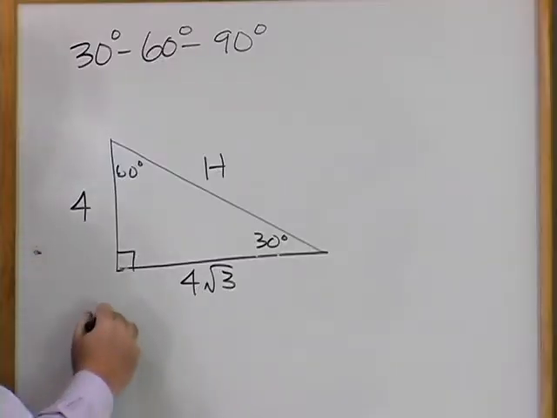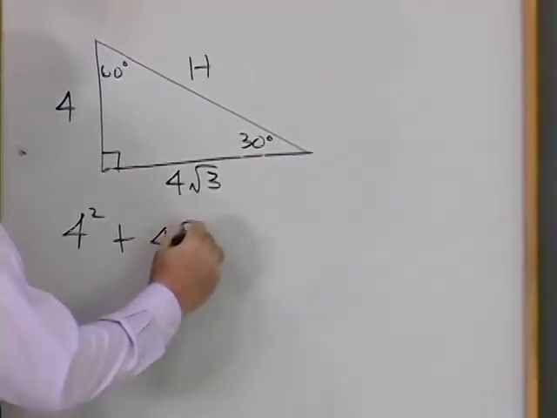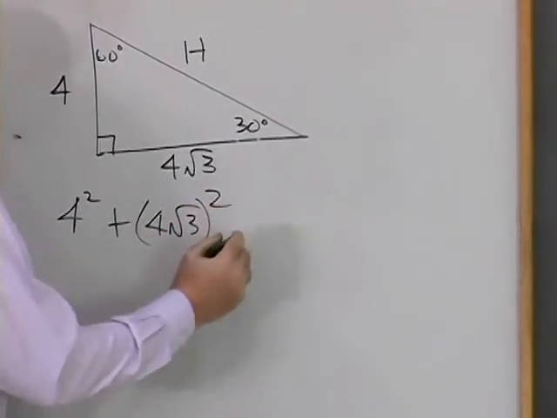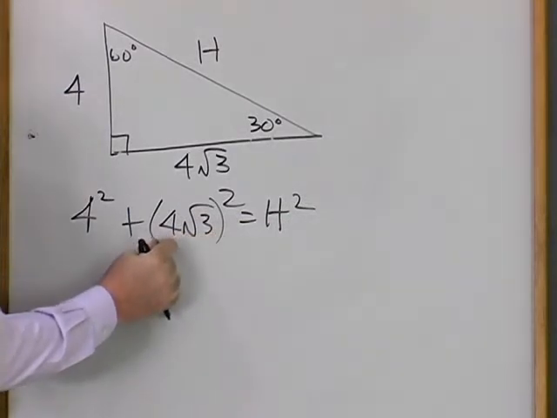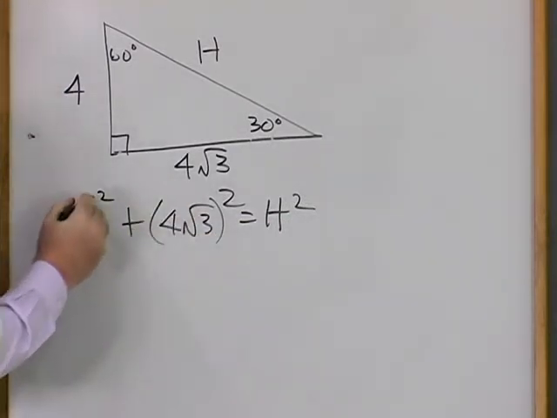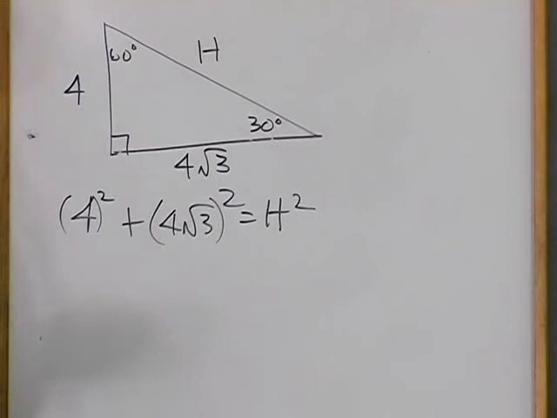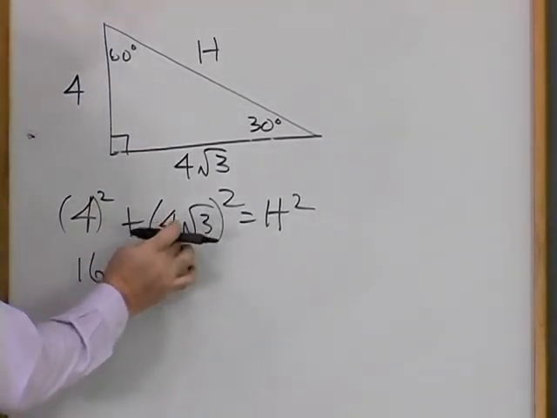4 squared, leg squared, plus 4 times the square root of 3, the whole thing squared, equals hypotenuse squared. Don't just square one part or another part, do the whole thing. Parentheses are good to help you to remember to do that. This is 16. What's 4 squared?